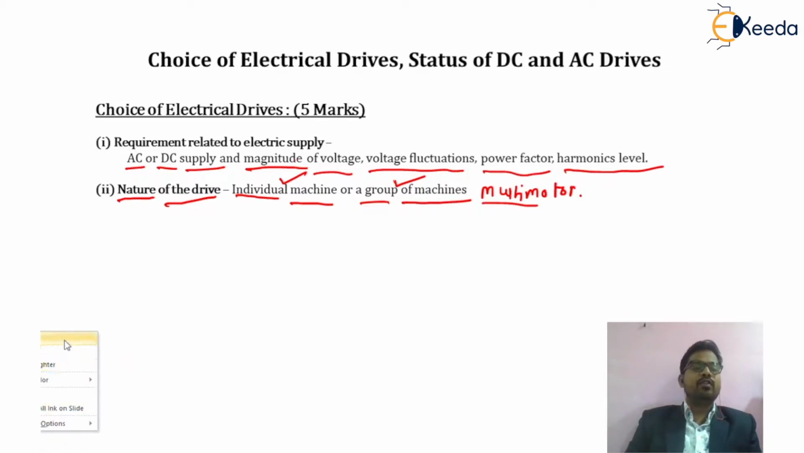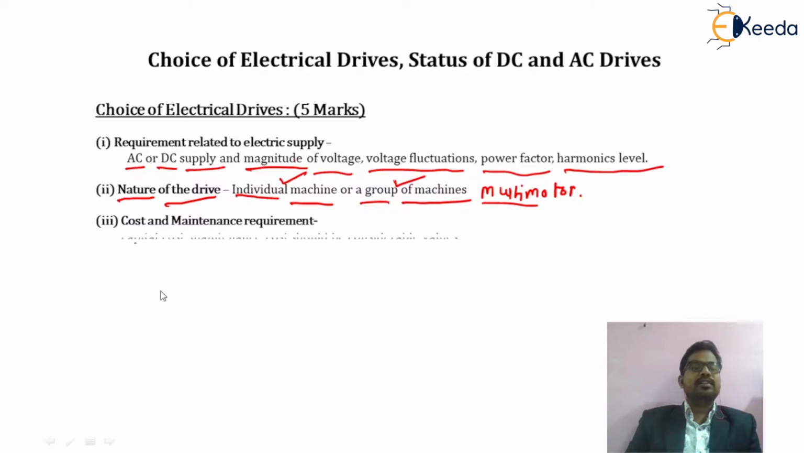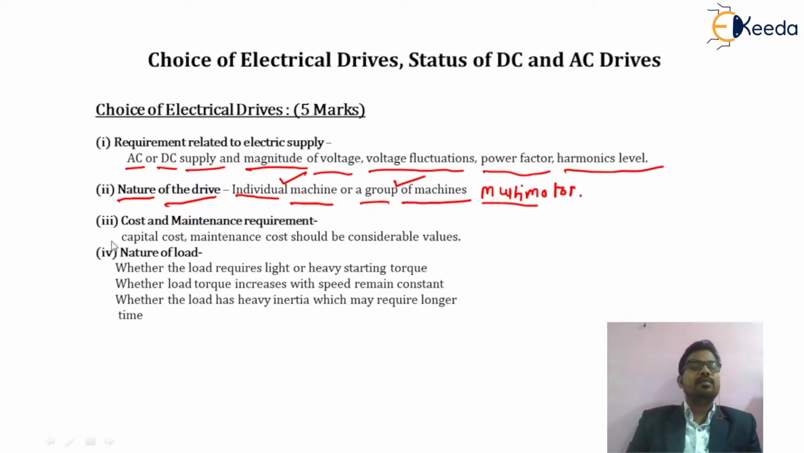Along with that, we want to understand the next parameter. This is a very important parameter concerned with the choice of electrical drive, called the cost and maintenance requirement, because we are dealing with different types of cost. There are different types of cost of electrical drives: capital cost, maintenance cost, installation cost, and running cost. The capital cost and the maintenance cost should be considered while selecting or choosing an electrical drive. So this is a very important parameter of your syllabus.